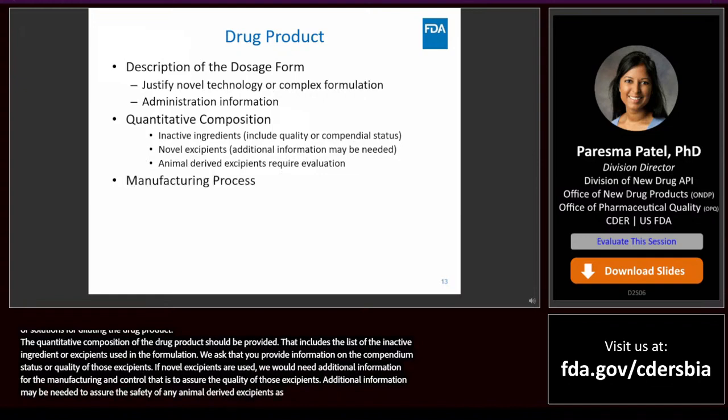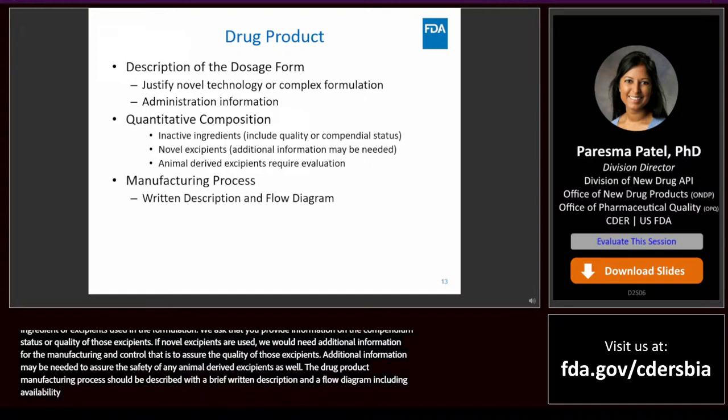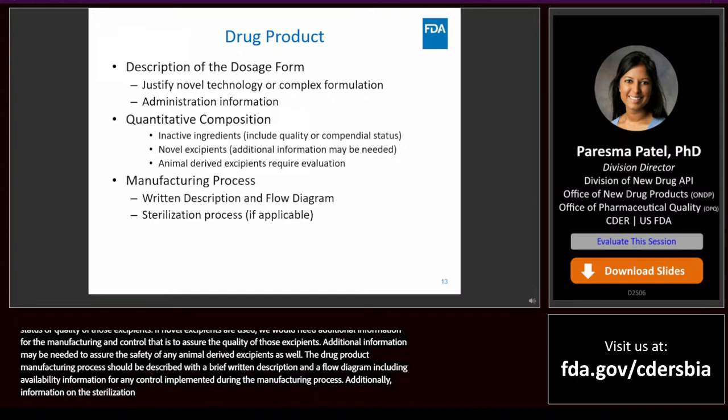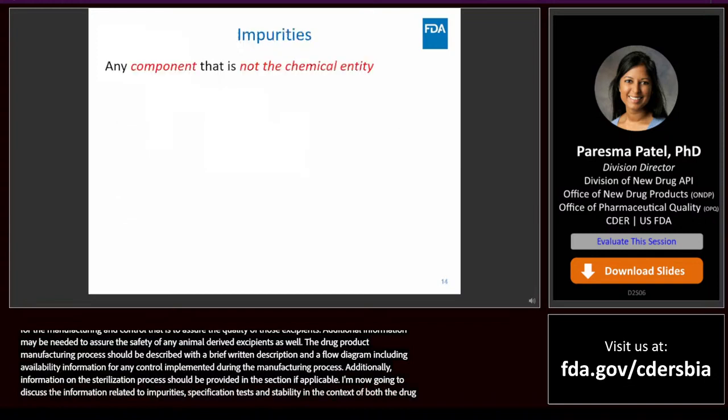The drug product manufacturing process should be described with a brief written description and a flow diagram, including available information for any controls implemented during the manufacturing process. Additionally, information on the sterilization process should be provided in this section if applicable. I'm now going to discuss the information related to impurities, specification tests, and stability in the context of both the drug substance and the drug product together.